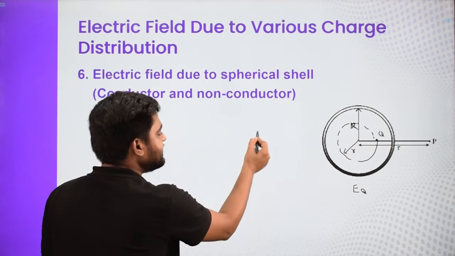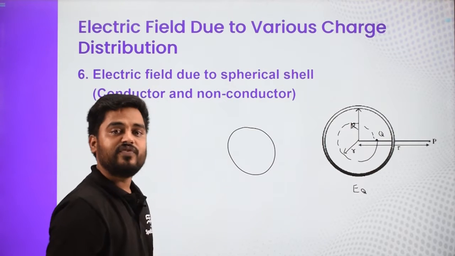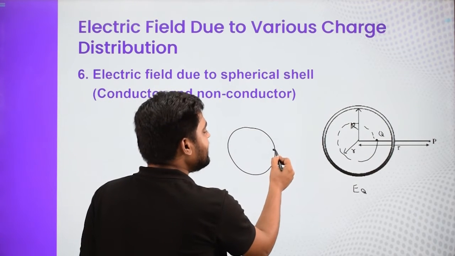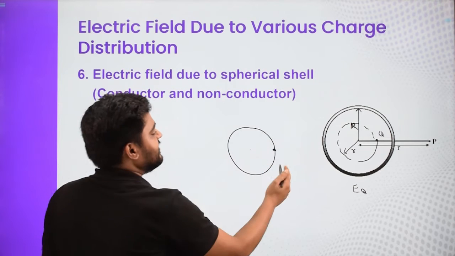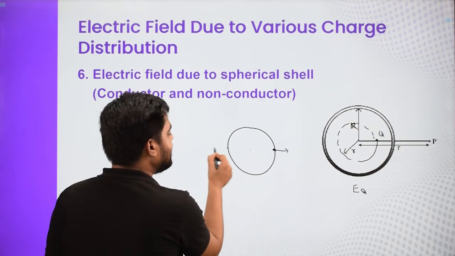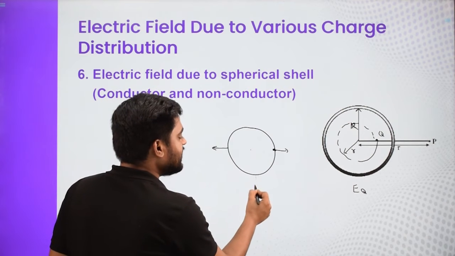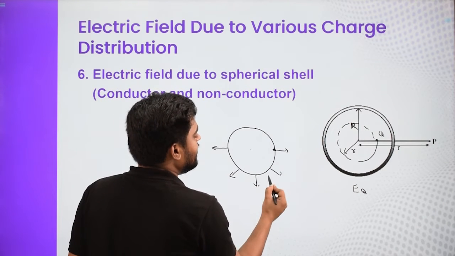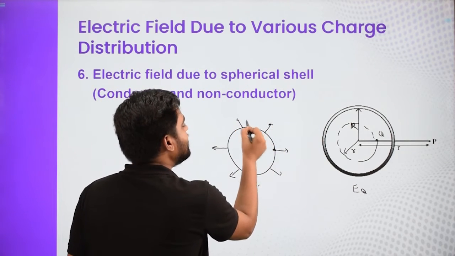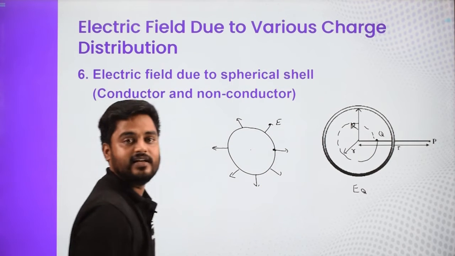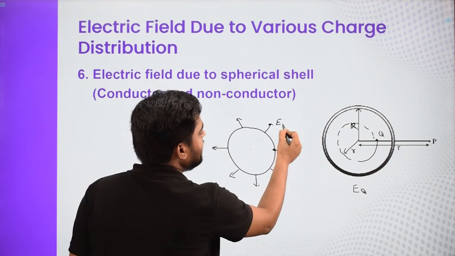So I will say that this is my Gaussian surface, and with symmetry, if there is any electric field here, then due to symmetry, electric field must be here, and here also electric field will be radially out. So let us say the magnitude of electric field is E, and let us call that E in.